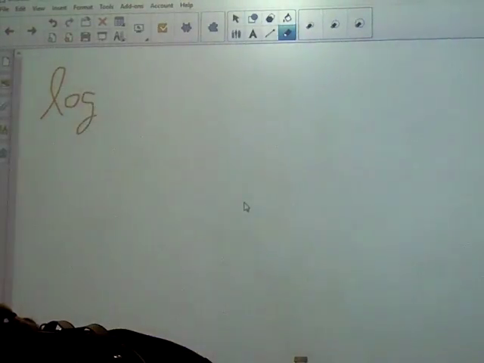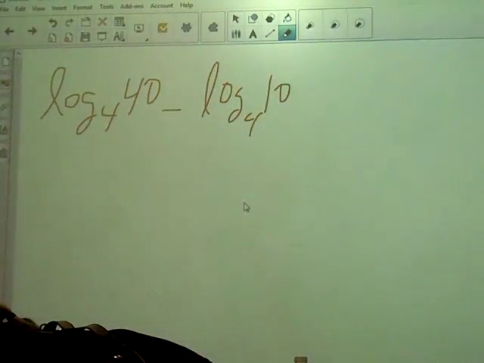So you could just type log base 4 of 40 minus log base 4 of 10 in your calculator and see if it gets you 1. If it does, it's true. If it doesn't, it's false. That's one way to do it.